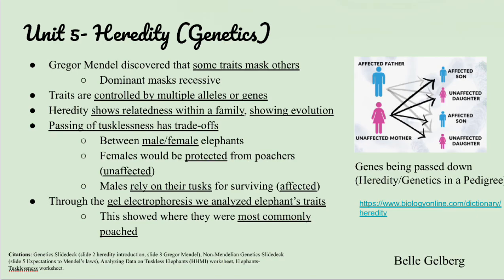So the passing of tusklessness has trade-offs between male and female elephants. Females without tusks would be protected from poachers, showing them to be unaffected, which in the picture is the unaffected daughter, unaffected female. And the males, though, rely on their tusks for survival and breeding, which means that without their tusks, they are affected, like the son in the picture. Then lastly, through gel electrophoresis, we analyzed the elephant's traits, which showed where they were most commonly poached, and then ultimately helped us find a solution to the poaching.